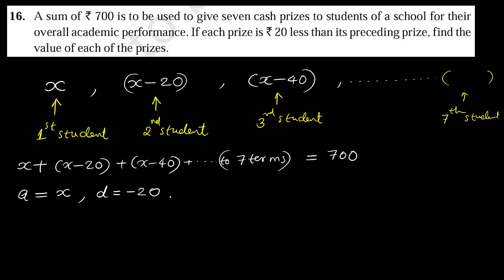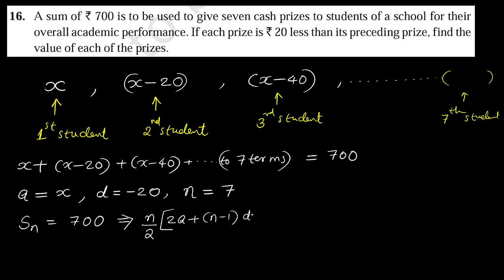And the number of terms is 7. There are 7 terms. So Sn is 700. The summation of all these terms will be 700. We have a formula for Sn. Let me write the formula first, then I will substitute it. Sn has the formula n by 2 into 2a plus n minus 1 into d. It is equal to 700.